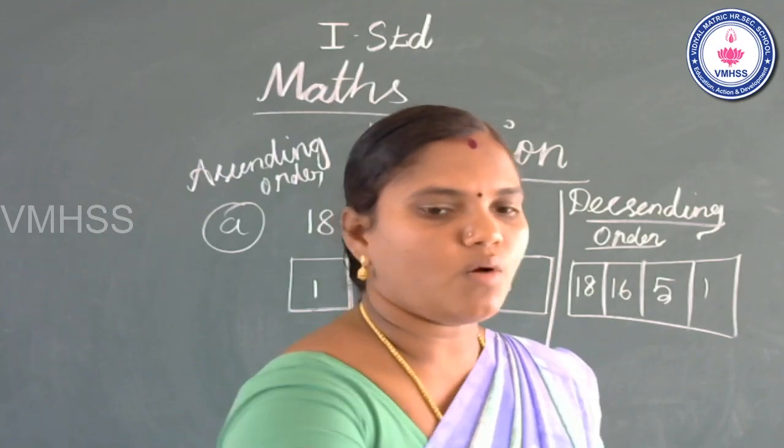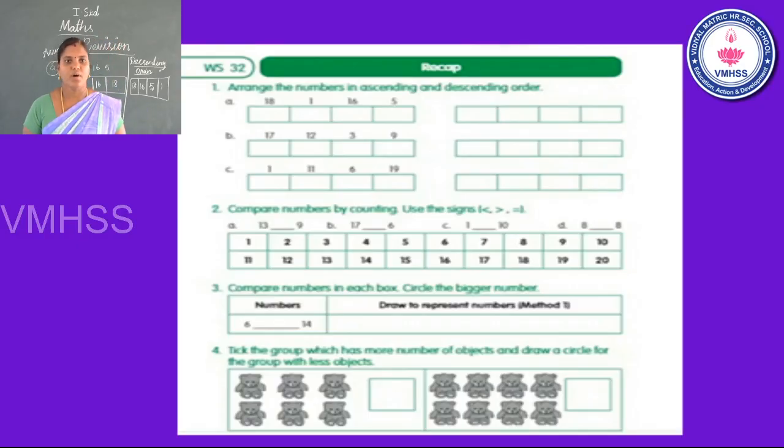Students, now look at the slide. A part finished. Did you understand? Okay, students, let us go to B part. What is the first number? 17, 12, 3 and 9. What is the first number? Yes, 3. Very good. 3, 9, 12 and 17. So, ஏறு வரிசை. Write it: 3, 9, 12, 17. Very good.